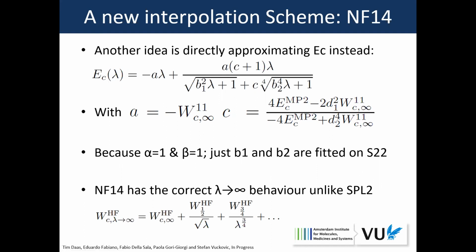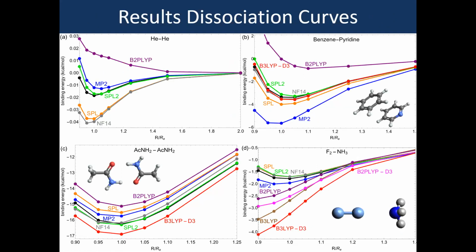So to have the results already for this, we can get the following 4 graphs of the 4 dissociation curves. And you can see here that in green is SPL2. In black, you have the accurate reference data. In blue is MP2. Double hybrid is in purple, and then NF is in gray. And you can see that SPL2 in all 4 of the curves is very accurate and close to the coupled cluster triples perturbative reference data.